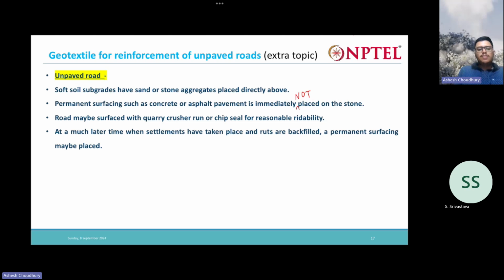Then, at a much later time, when the settlements have taken place and ruts are backfilled, a permanent surfacing may be placed or may not be placed. Okay, may be placed or may not be placed. So that is what we call unpaved roads. So initially, when the road is constructed, directly over the subgrade, we place the aggregates. Okay, that is the concept of unpaved roads.